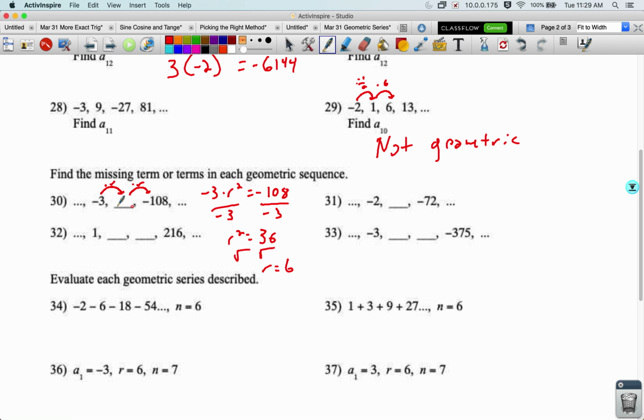Now I just have to actually multiply by 6. So negative 3 times 6 is negative 18. Times another 6, let's double check that. Negative 18 times 6 does get me negative 108.